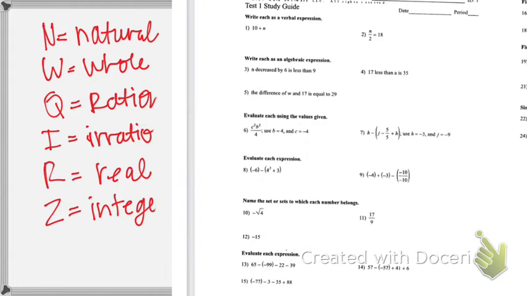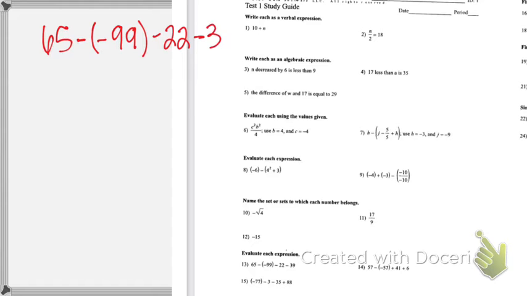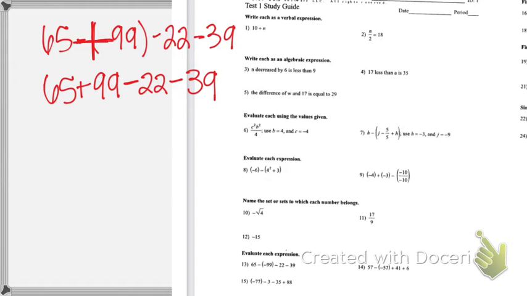All right, now if we look at numbers 13 through 15, we are evaluating each expression. So the first one is 65 minus negative 99 minus 22 minus 39. Well, these two negatives make a positive. So then we have 65 plus 99 minus 22 minus 39. When we do all of that, we get 103.